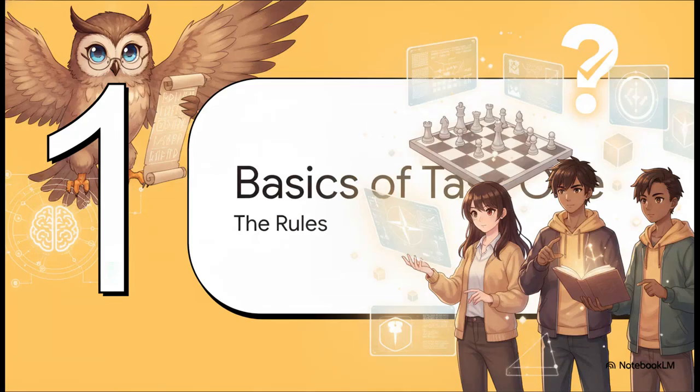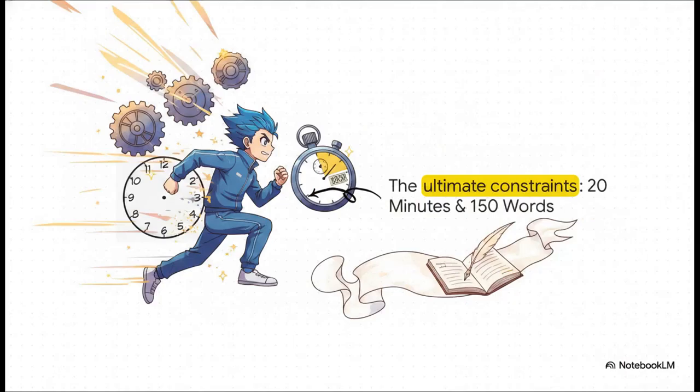All right, let's jump right into Section 1, the basics of Task 1 and getting to know the rules. So right out of the gate, you've got this ticking clock. Your absolute hard constraints here are 20 minutes and a minimum of 150 words.